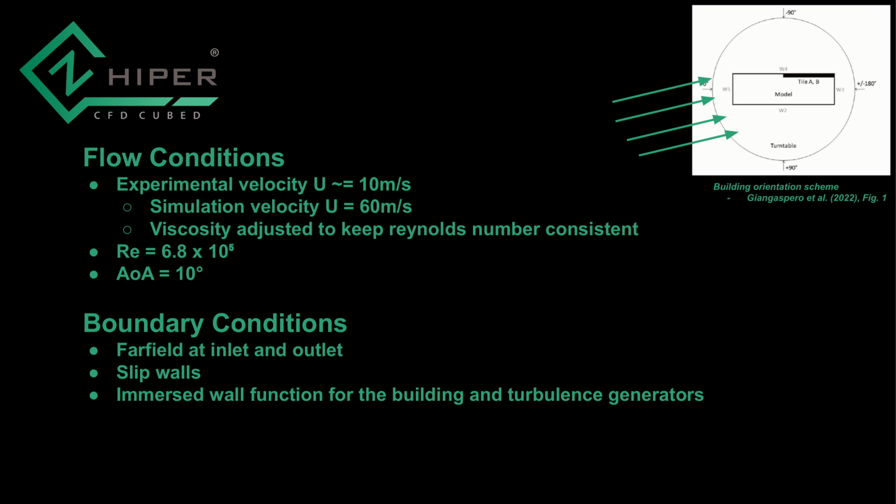The angle of attack was set at 10 degrees, so you can see this set up in the top right with the wind coming up from the bottom left, which is coming from the spires where all the turbulence is. And the boundary conditions I set were far field at inlet and outlet with slip walls and an immersed wall function for the building and the spires and bricks.